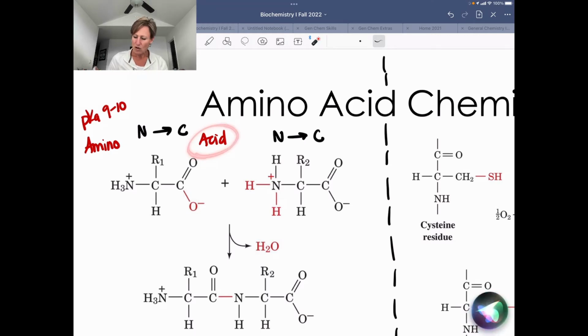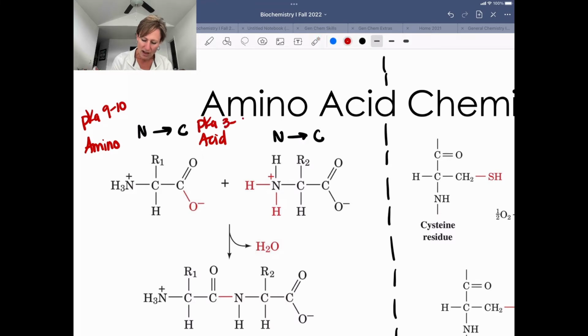Contrast that to the carboxylic acid. Now, carboxylic acids are going to have pKa's in the 3 to 5 range. So again, that's going to mean we're in a situation where we're going to be deprotonated at physiological pH. So this creates a unique situation where we have a plus charge on one part of the molecule and a minus charge on the other part of the molecule. But it would be incorrect to say that this molecule is uncharged. What we can say is that this molecule has no net charge.